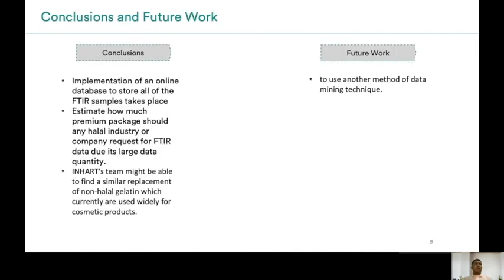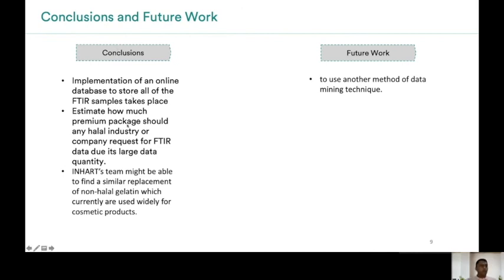And these are the conclusions and future work from this study. First is the implementation of an online database to store all the FTIR samples. We will recommend to the FTIR team to create a simple online database where users can upload or share the sample sets that have been run. So we will cut all of the duplication that we might have.